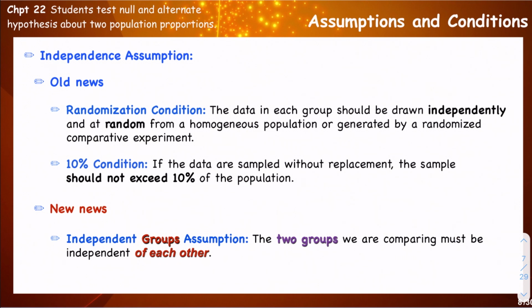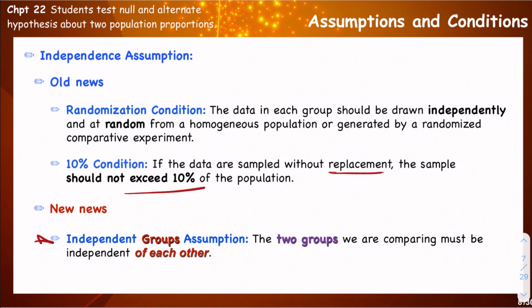So what else have we done when we're checking this? Well, it's our independence assumption. Old news. We're looking for randomization, so the data in each of the groups should be drawn independently and at random from a homogeneous population or generated by a random comparative experiment. We're also looking for the 10% condition. If the data are sampled without replacement, the sample should not exceed 10%. So if it says without replacement, then we have to check for 10%, as we have done previously.